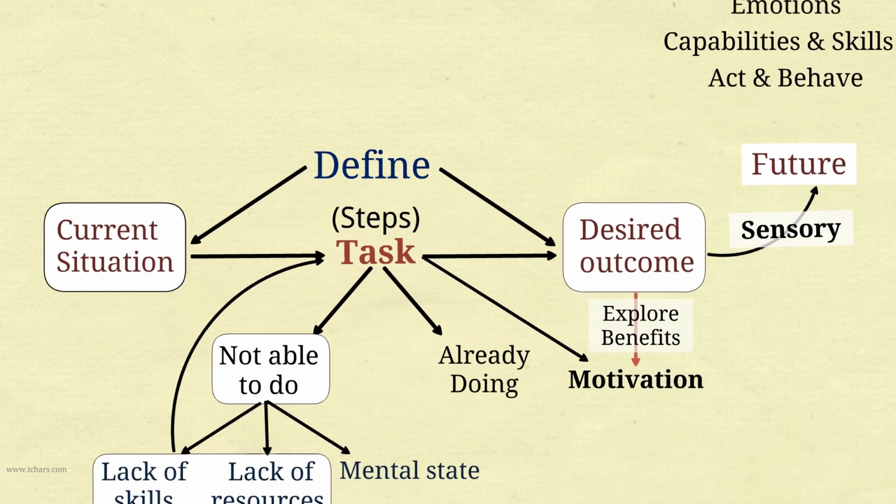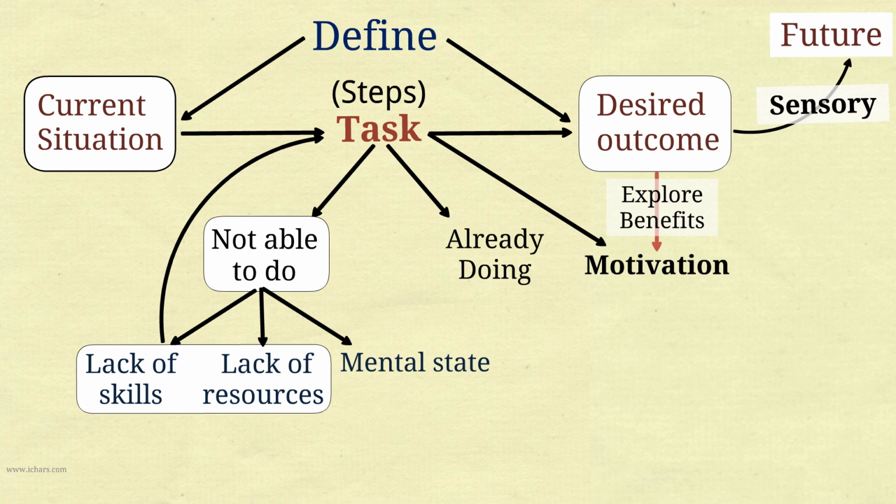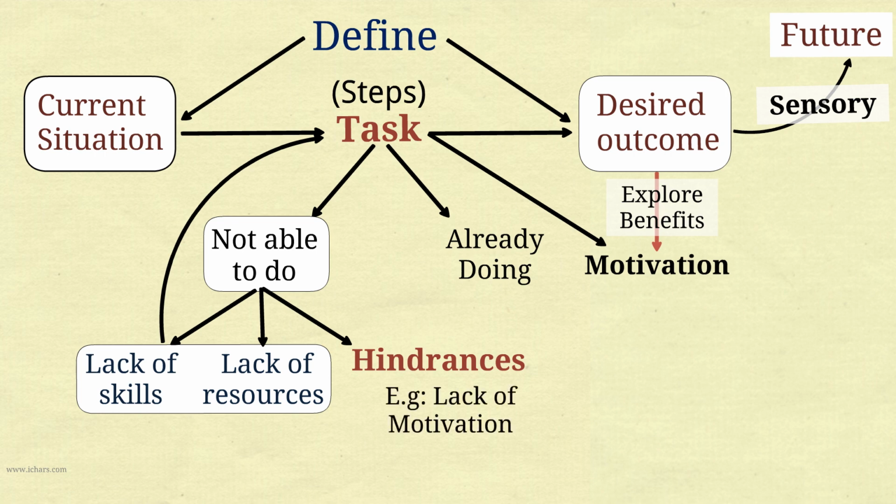Once the level of motivation is high and we know the tasks that need to be done, we are back to two kinds of tasks: one that a client can do and one that the client can't do because of a certain negative mental state. We call these negative mental states hindrances. Lack of motivation is an example of such a hindrance, which we have consciously tried to address by helping the client become conscious of the benefits of achieving the outcome.